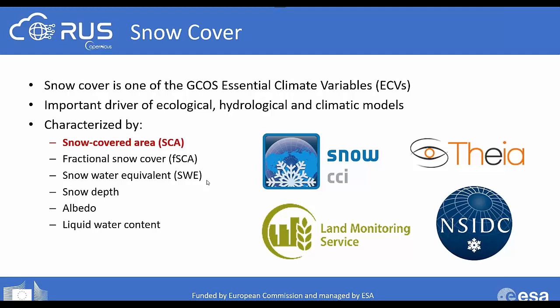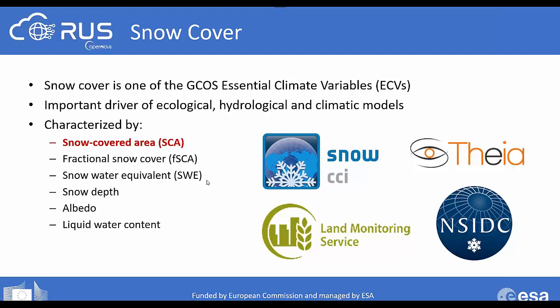There are a number of operational services that provide snow cover data. I only mention a few here, but for example, the THEIA snow collection provides data of 20 meter resolution generated only for limited areas. So for example, the Alps, Pyrenees and Atlas Mountains. Then we have the Copernicus Land Monitoring Service, which provides 500 meter resolution data for continental Europe as of March 2017, and they are all based on Terra MODIS data.